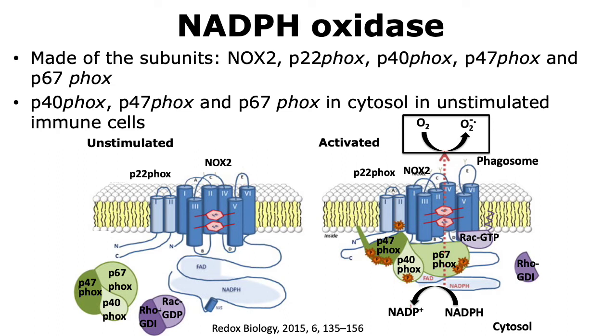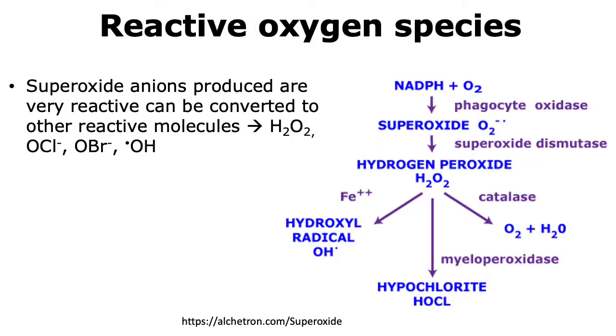As you can see in this figure, that superoxide radical is not made in the cytosol. It is made in the phagosome, and that is where your microorganism or pathogen is. Hence, we can see superoxide radicals being made in the phagosome in higher concentrations.